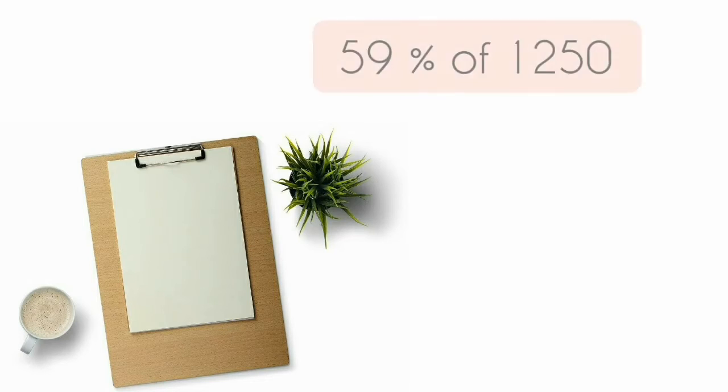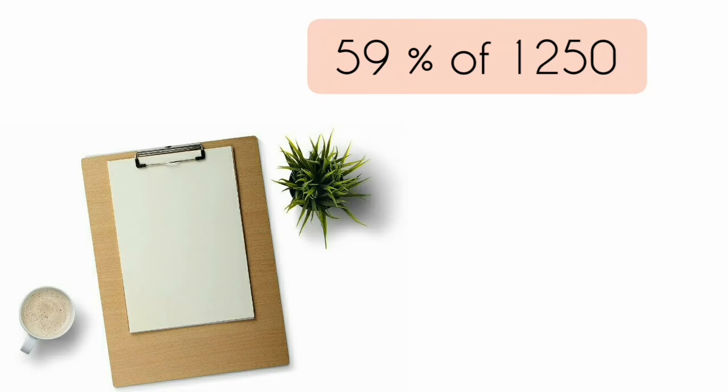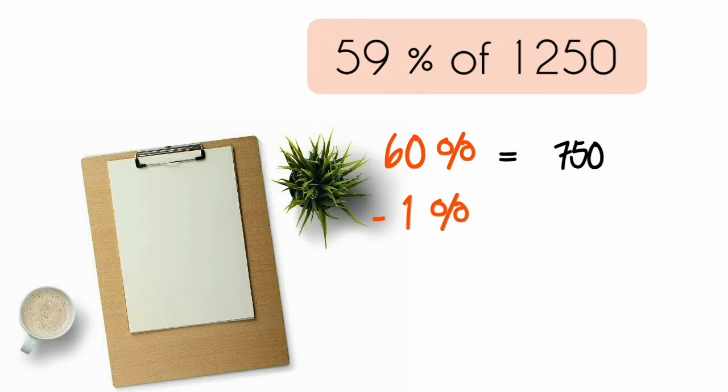In this we have to find the 59% of 1250. First we find the 60% of 1250 and then subtract the 1% from it. 1% is 12.5 and 10% is 125. We multiply the 125 by 6 and this is the 60%, that is 750, and 1% is 12.5. We have to subtract the 1% from 750. If you want, you can find first 50% and then 9%. This can also be done.